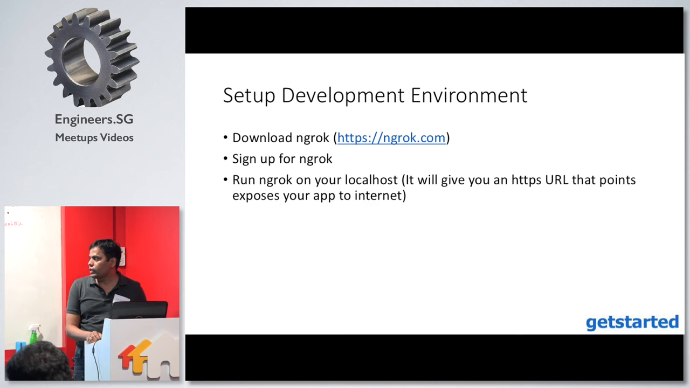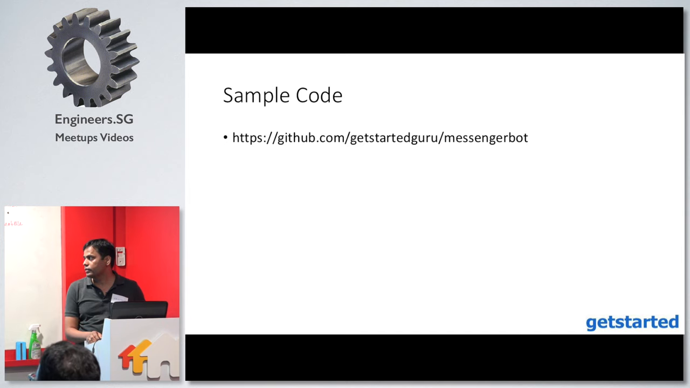How do you create a development environment? Because it requires an HTTPS URL, you download ngrok, and then it will be able to create an HTTPS tunnel for your localhost. I put the sample code at this location. I can share this URL on the Meetup, so you can download it, or you can also download it from api.ai. The code is the same.